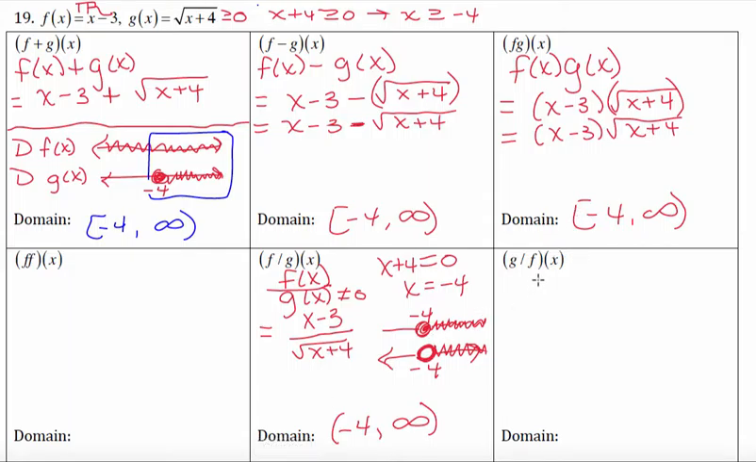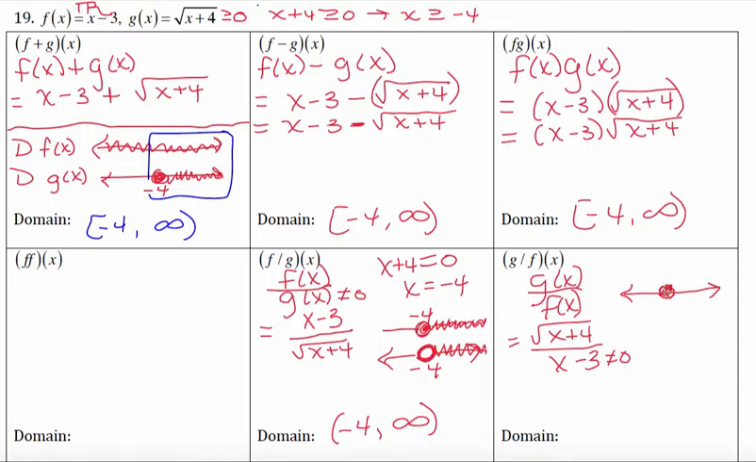And let's go ahead and do g of x over f of x. G of x is the square root of x plus 4. That's now on top. F of x is now on the bottom, which is x minus 3. And once again, we need to figure out what makes your denominator equal to 0 because we can't have 0 in the bottom. This cannot equal 0. X minus 3 cannot calculate out to 0.